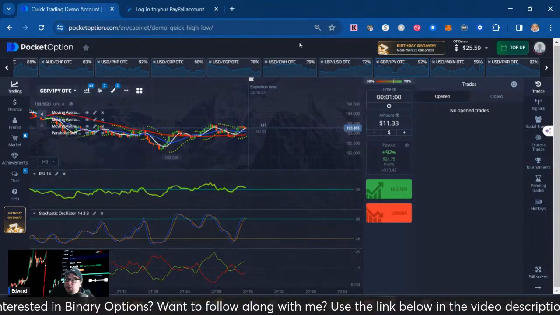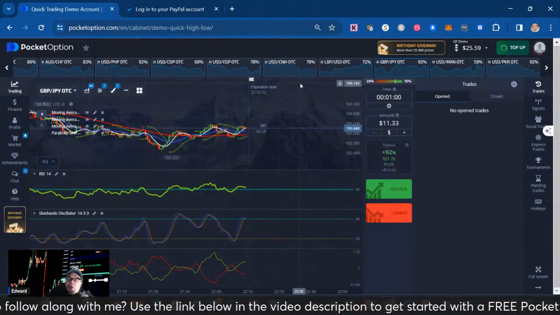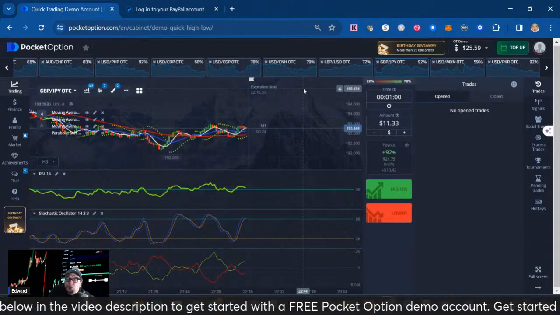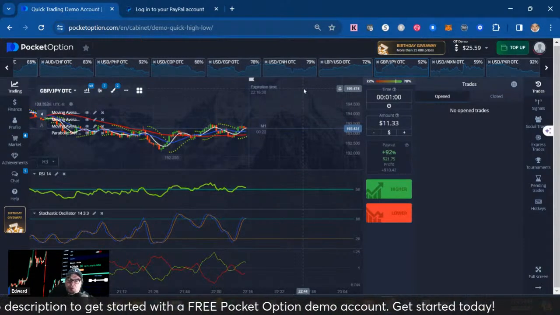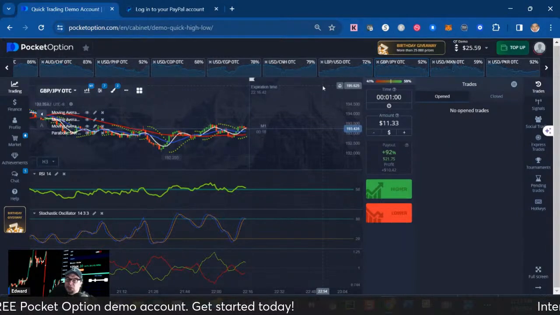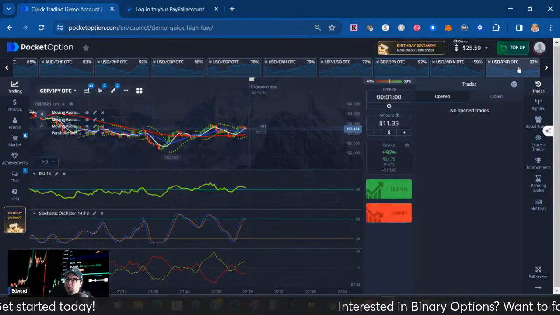Yeah, we're just doing binary options. If you're not familiar with binary options, I have a demo account down below. There's a link down below that you can click and get a free demo account should you choose to want to follow along with me or try one yourself. We're just here testing out strategy to see if we can make some extra coin.